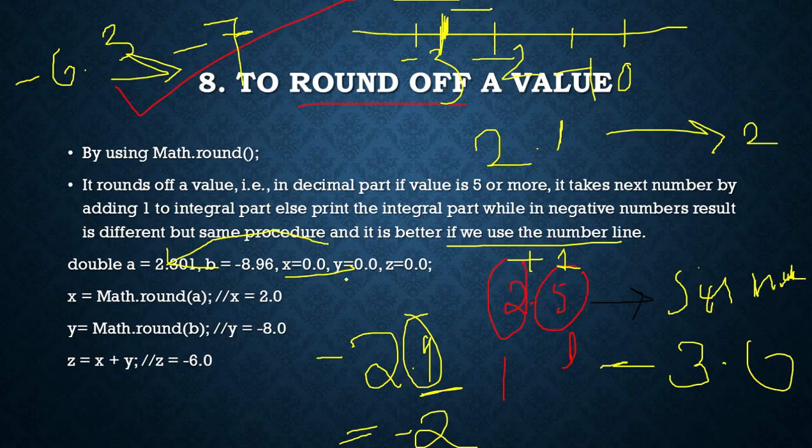Similarly, in y, I will take the value of what? B, minus 8.96. What is the round of value? Not minus 9, but minus 8.0. And in z, I want to take x plus y. What is x? 2. So 2 plus minus 8, which is minus 6.0.